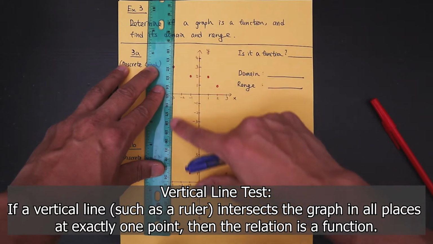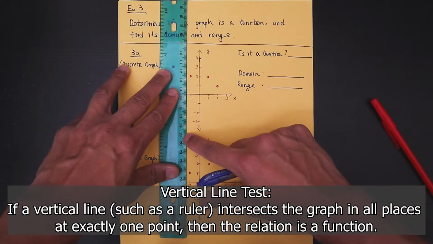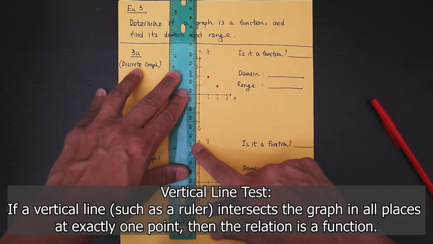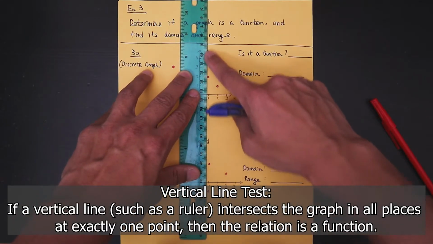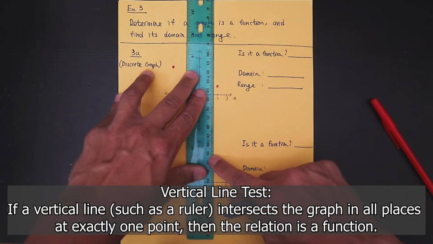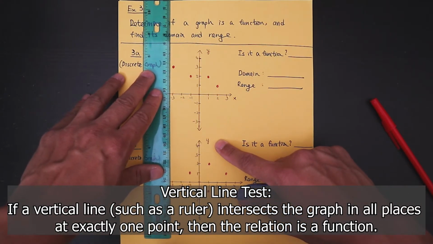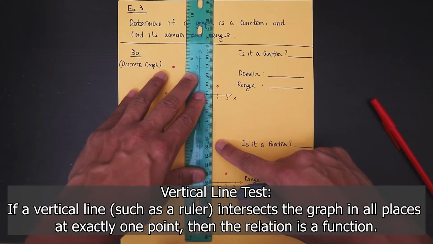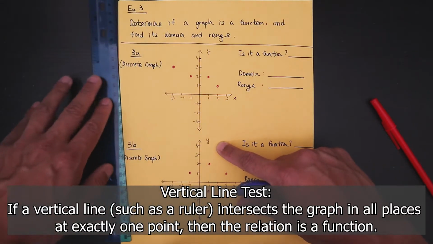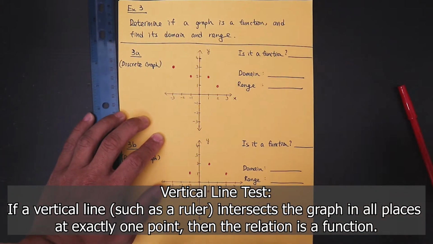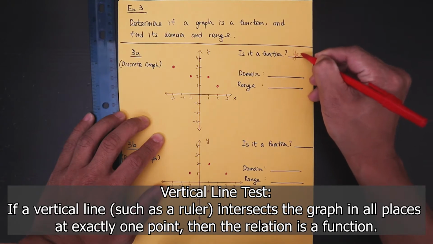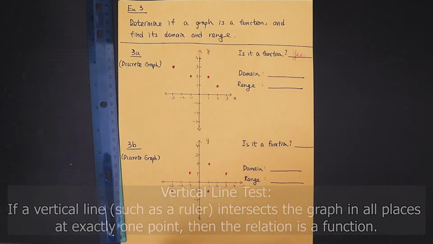This dot only touches the ruler once, and you keep going, this dot only touches the ruler once, and then keep going, this place only has 1 dot touching the ruler once, and then at this place, there's only 1 dot touching the ruler once. So if you scan from left to right, and there's only 1 dot touching the ruler, then it is a function. So is it a function in this case? Yes.